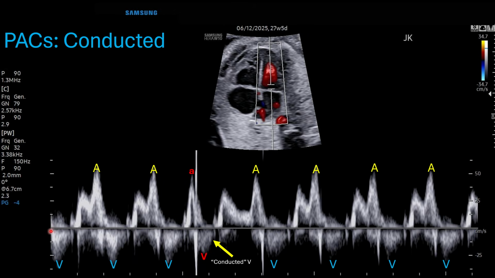Mitral valve inflow Doppler here, we can see E, A, and the V waves on the bottom. And again, this is a conducted PAC, and so the A to A intervals are regular here all the way across. This A to A interval is shortened because this is a premature atrial contraction. You do not have the E wave because this is an A wave, and then you have a small little V wave that was conducted as a result of this premature atrial contraction.